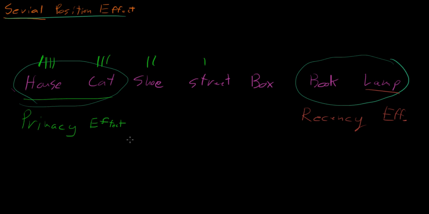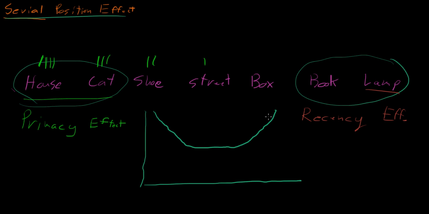Not if you're just asking one person, but if you ask 100 people, then you can start to make a graph. If this is your baseline and this axis is how many they remember, house and cat are very well remembered. Generally it's going to be a squiggly line, depending on how memorable the words are. But it levels off, and then in the middle nobody remembers anything, and then at the end, oh yeah, lamp, I remember. So this is the serial position effect.